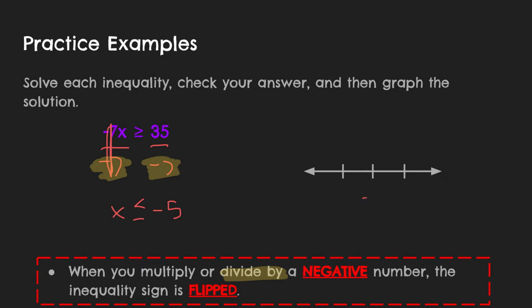So I'm going to put negative 5 over here, negative 4, negative 6. And then it's going to be less than or equal to. So that means since it's equal to, we're going to have a colored in dot. And it's going to be less than, so we're going to go to the left. And again, to check this, we could put anything that's less than or equal to negative 5, and it should give us the correct answer.